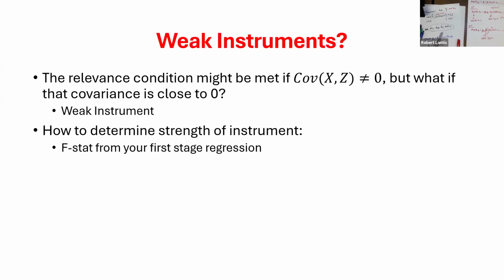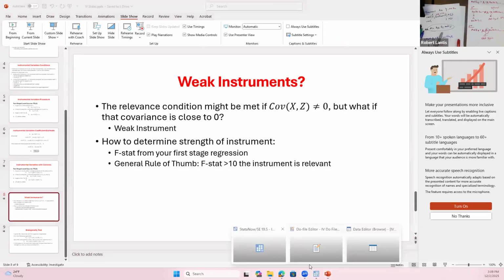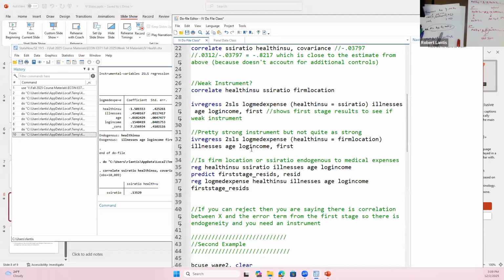Now we can also look at the strength, not just based off of that coefficient. We can also look at the F-stat that comes from our first stage regression. Okay? So that first stage regression essentially tells us how much of the variation in that X variable is explained. If we go back to our example here, I'm thinking about using the Social Security income ratio. We already said that it looks good based off of that coefficient, but now I'm telling you another good rule of thumb is simply if the F statistic is greater than 10.